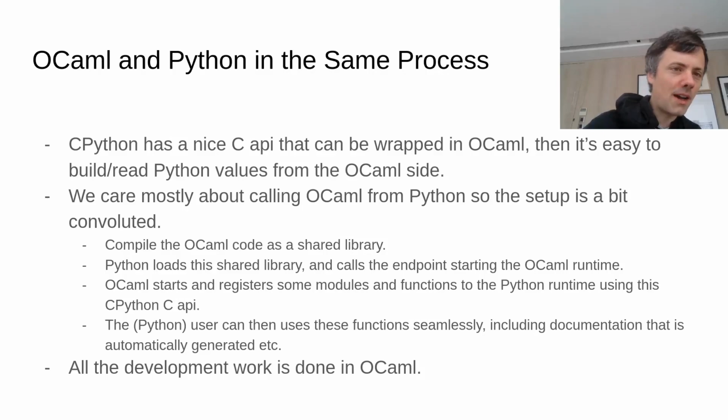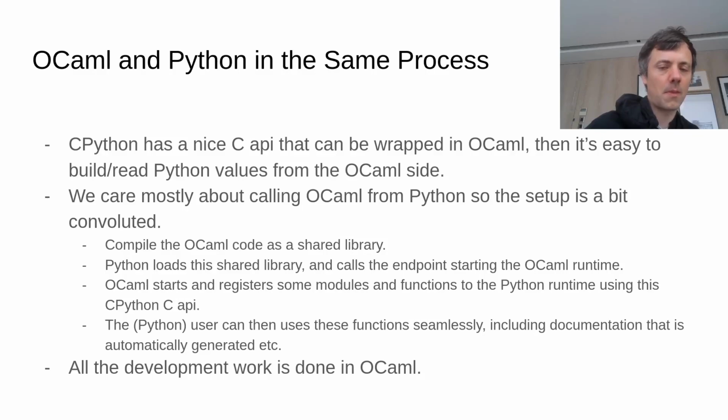We compile the OCaml code as a shared library, and then Python loads this shared library and calls the endpoint that will start the OCaml runtime. The OCaml code then starts executing, and it registers various modules and functions using this Python C API. Once this is done, the control goes back to Python, and the Python code can just use these functions without even knowing that they actually rely on OCaml code.